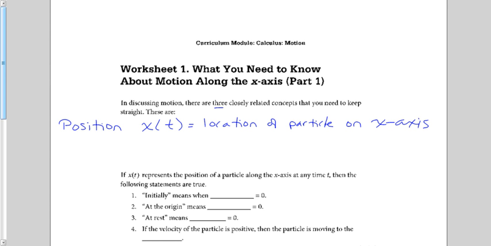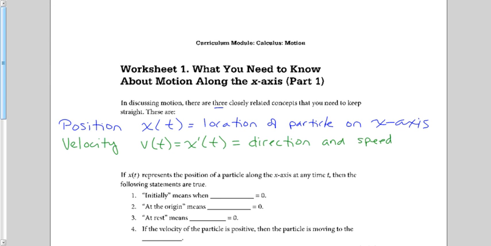Then I have the velocity. Velocity is the rate of change of position, so that is going to be the derivative of my position. And that is just going to be the direction. When I say direction, I mean positive direction means moving to the right, negative direction means moving to the left, as well as the speed of the particle.